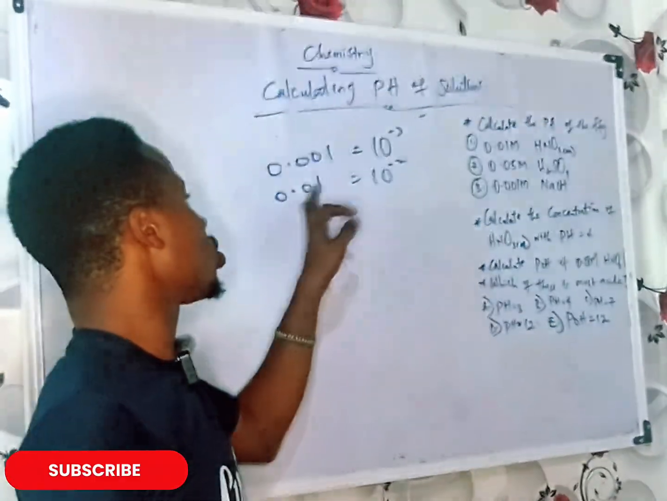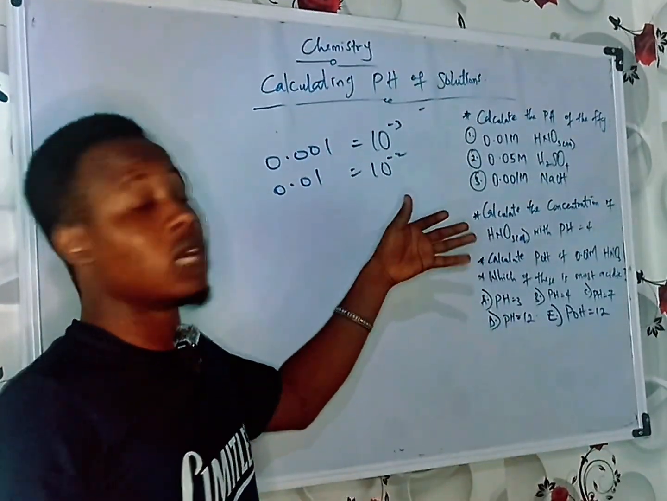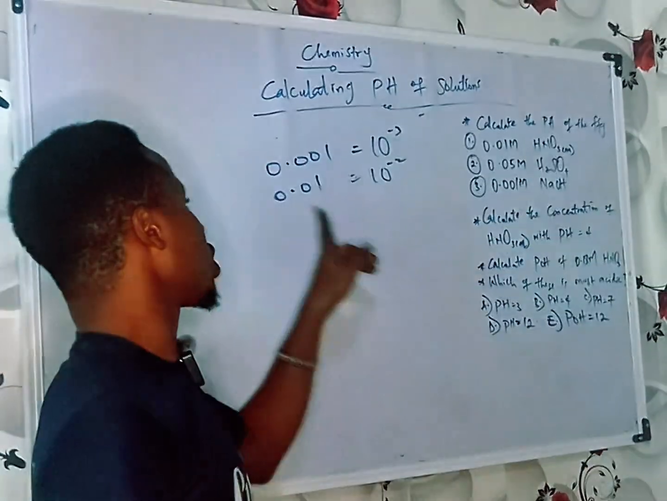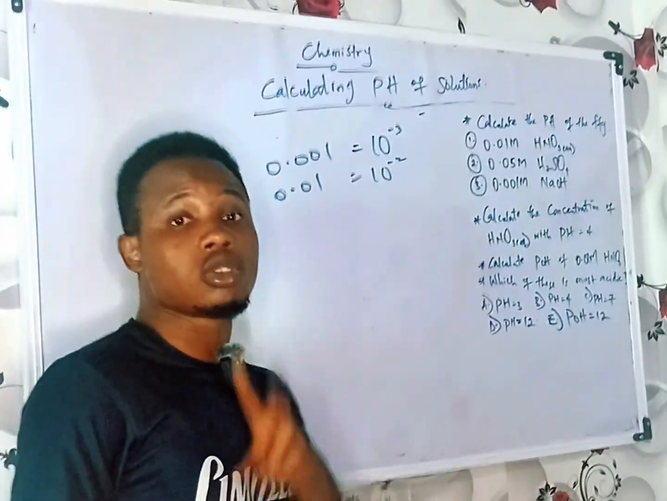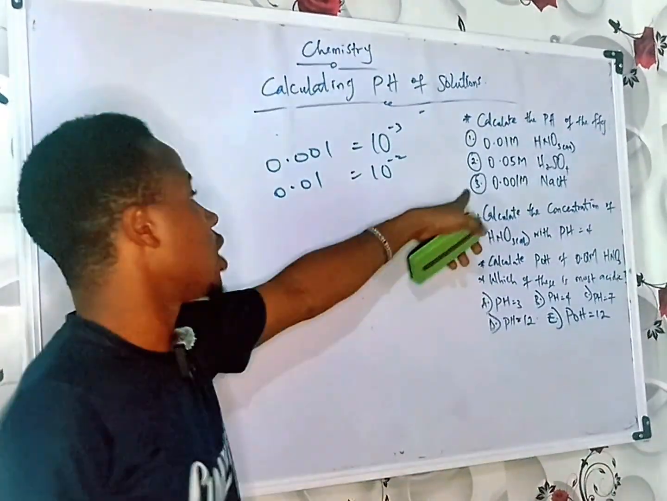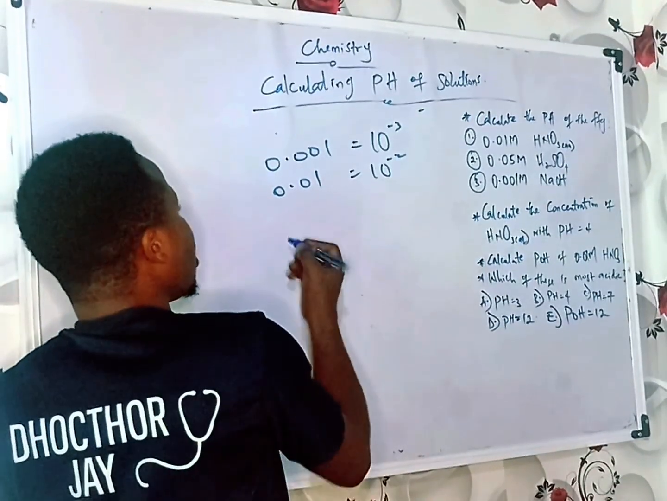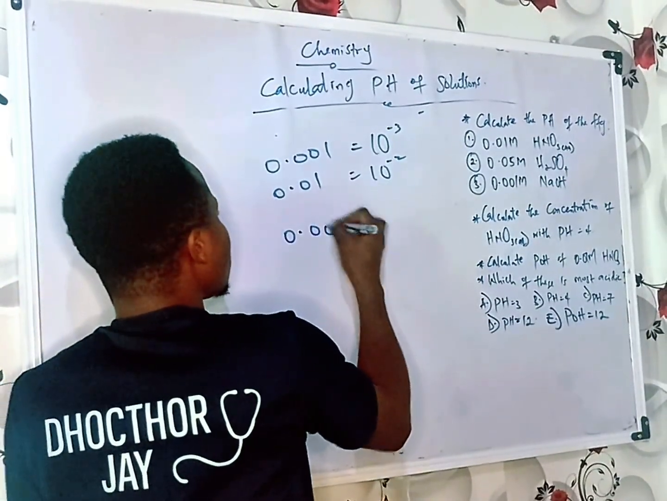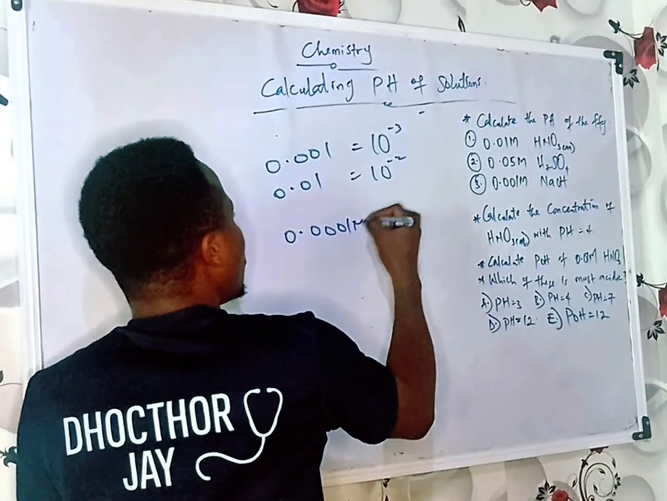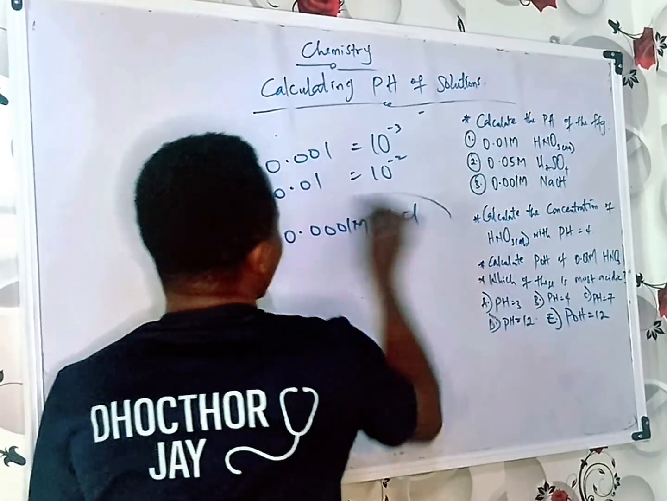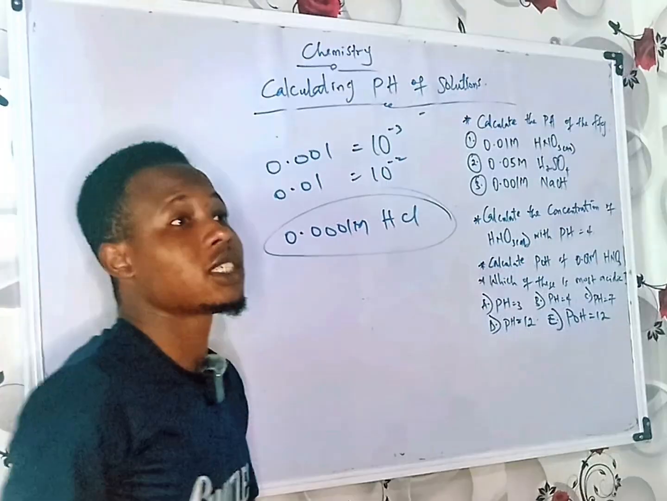If you have 0.01 HCl, it's a monobasic acid. So you just count how many zeros do we have? 2. Your pH is going to be equal to 2. So tell me, additionally to your question 3, what will be the pH of 0.0001 molar HCl? That's your second exercise.